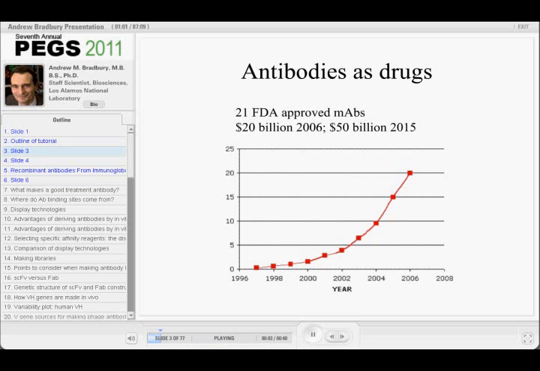So this is a slide I just made yesterday, actually. Basically, in 2009, we're up to $48 billion already in sales of antibody drugs. So already, the estimate for what was going to be around in 2015 has been passed in 2010. So this is increasing at a phenomenal rate. There are 21, now it's up to 30 FDA-approved monoclonal antibody drugs, although 4 have been withdrawn. So the number of antibodies in the clinic is really enormous.